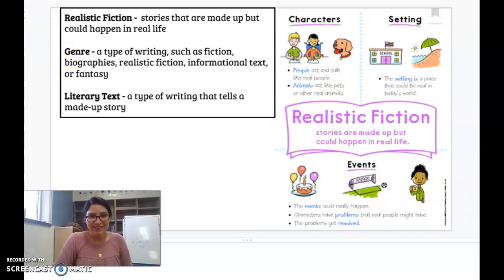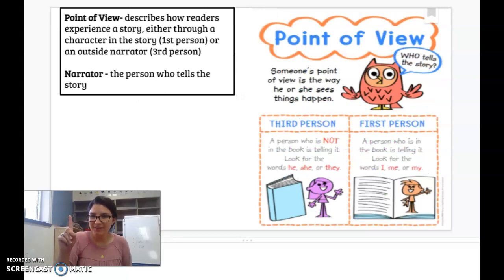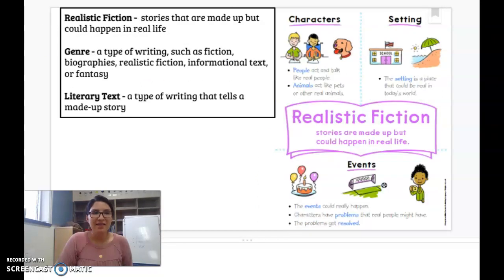I hope you enjoyed today's little review over point of view, first person. I, me, my. Character is in the story. Third person is he, she, they. They're out of the book. And then realistic fiction, stories that are made up but could actually happen in real life.